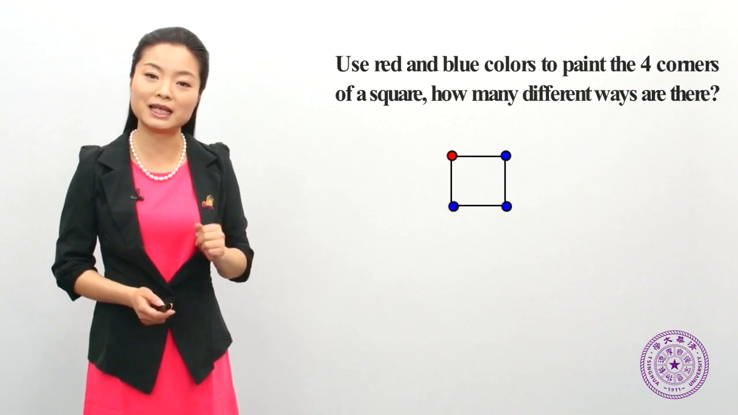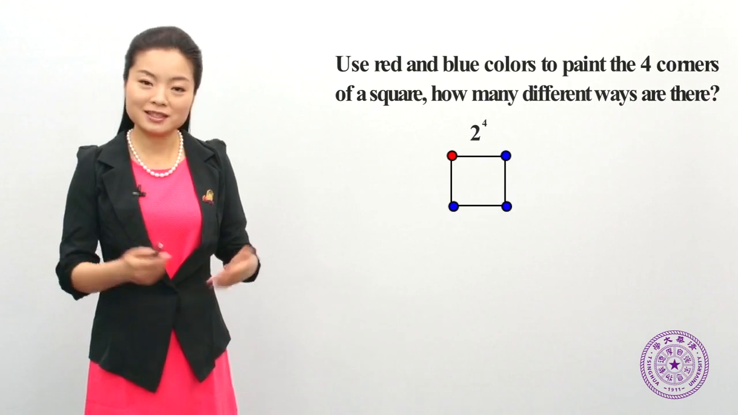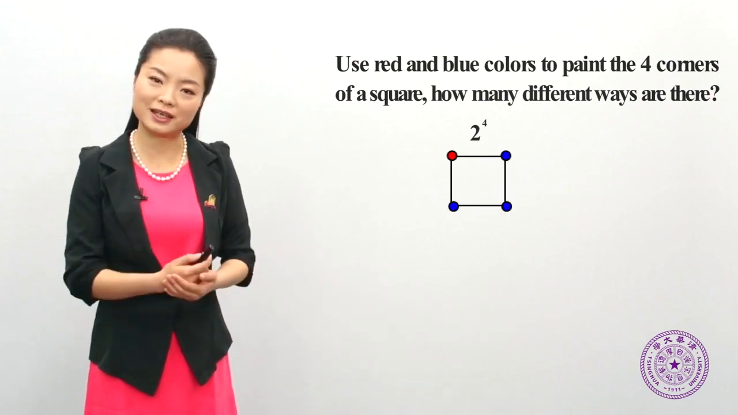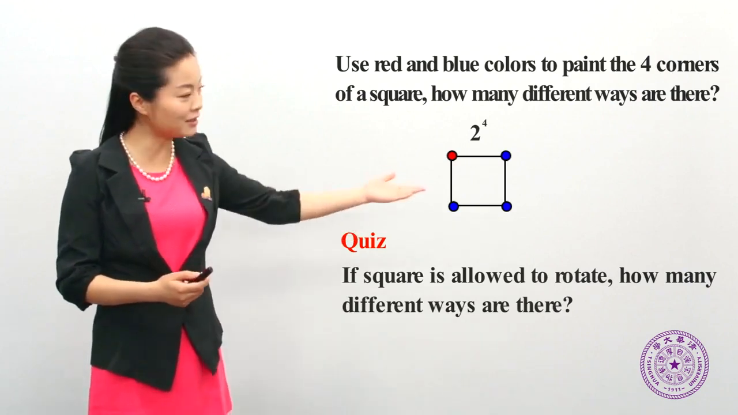After taking a look, it is just a fixed square. There should not be any problem for the corner points. Each point may use 2 colors, so it will be 2 to the power of 4. But this square can be rotated, so please think about it and complete the following quiz.